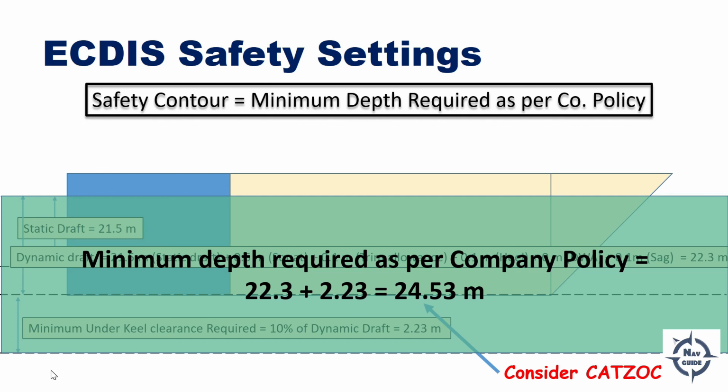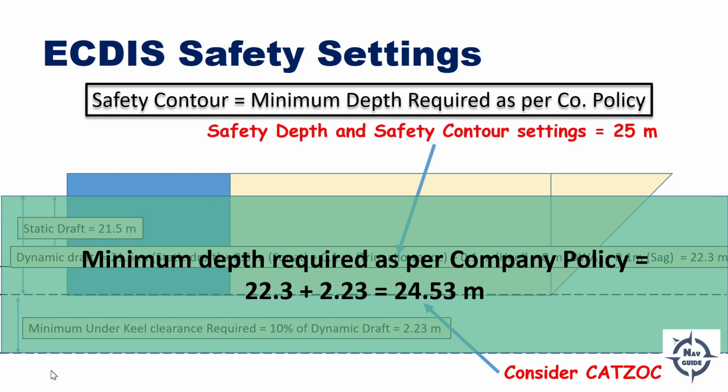Let's assume that the chart is accurate, and this is the value we are taking as the safety depth and safety contour on the ECDIS. Of course, we'll jump to the next integer, which is 25 meters, because you don't have anything like 24.53 on the ECDIS. So 25 meters would be our safety depth and safety contour setting. That was, in a nutshell, a very quick recap on your UKC calculations and draft calculations.